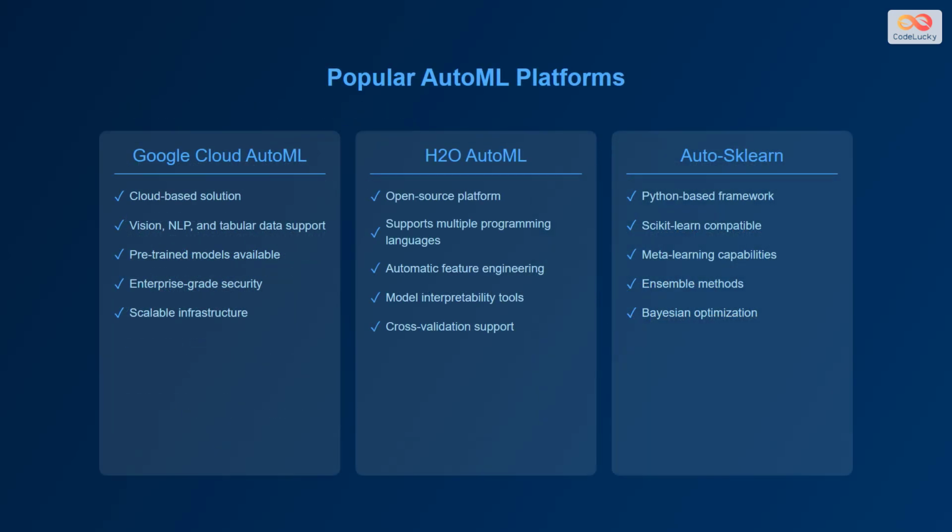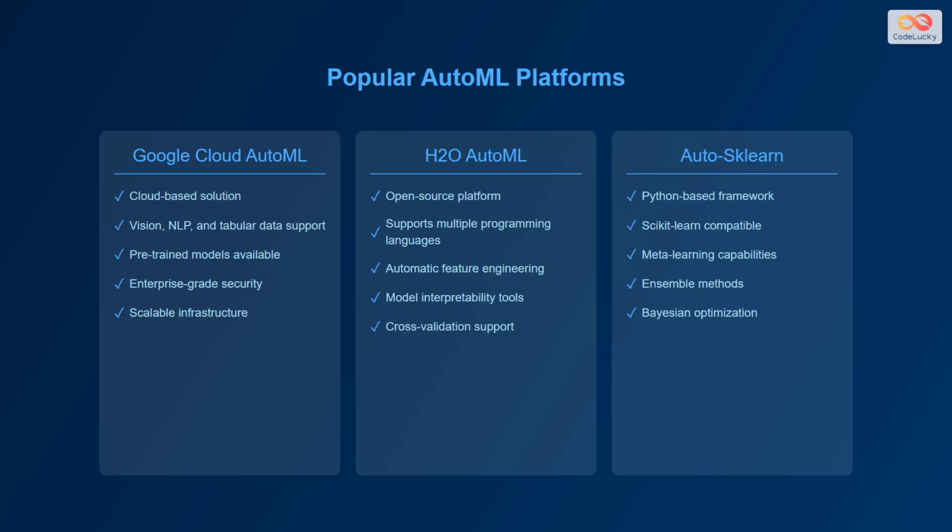Let's explore some popular AutoML platforms. First, we have Google Cloud AutoML, a cloud-based solution that supports vision, natural language processing or NLP, and tabular data. It also has pre-trained models available, enterprise-grade security, and scalable infrastructure.